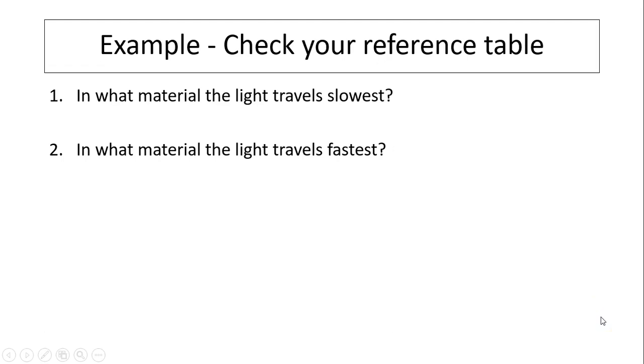Let's take a look at an example. Check your reference table. In what material does light travel slowest? Look at your reference table and find the biggest n. In this case, the biggest n is diamond. And light travels fastest in vacuum or air.